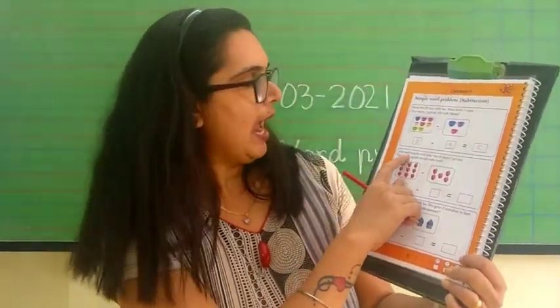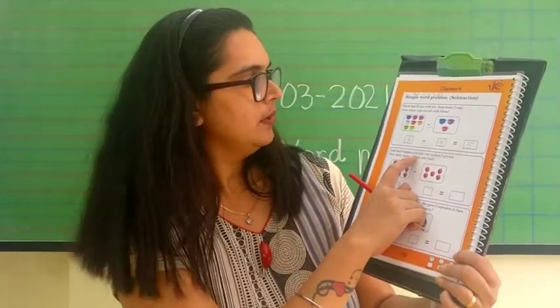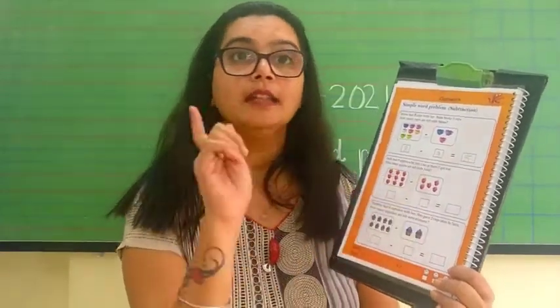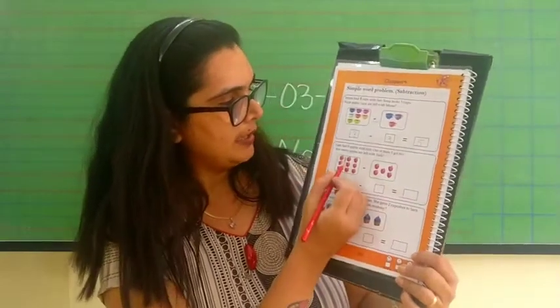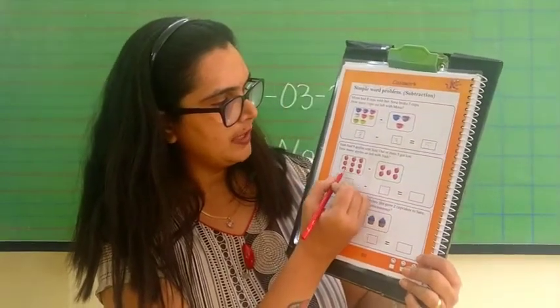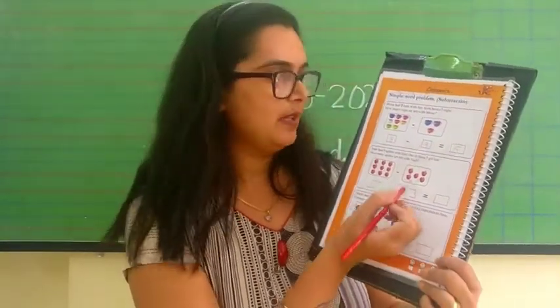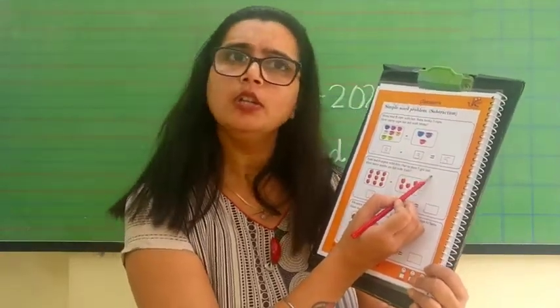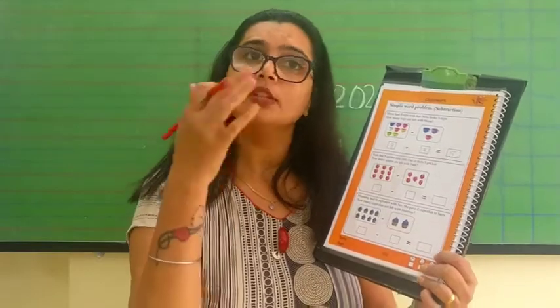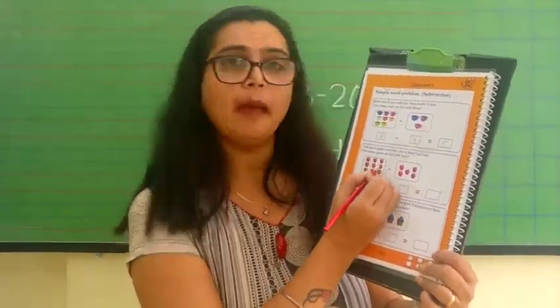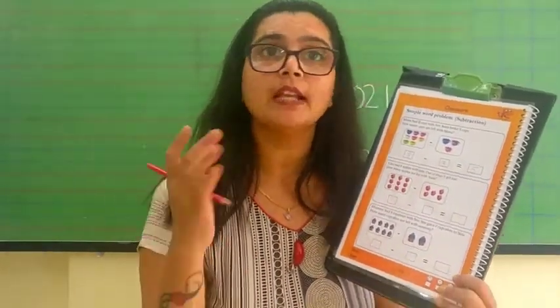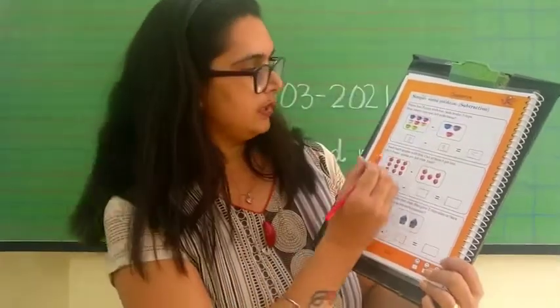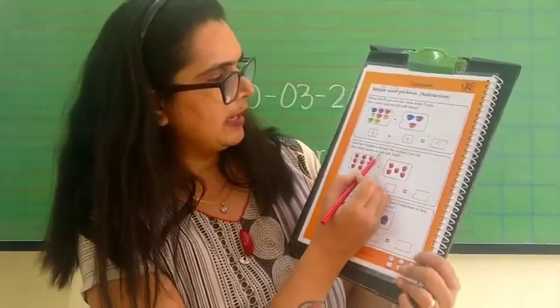Yash had 9 apples. Here are the 9 apples. 1, 2, 3, 4, 5, 6, 7, 8, 9 apples. Out of them, 5 got lost. Out of these 9 apples, 5 were missing. How many apples are left with Yash?